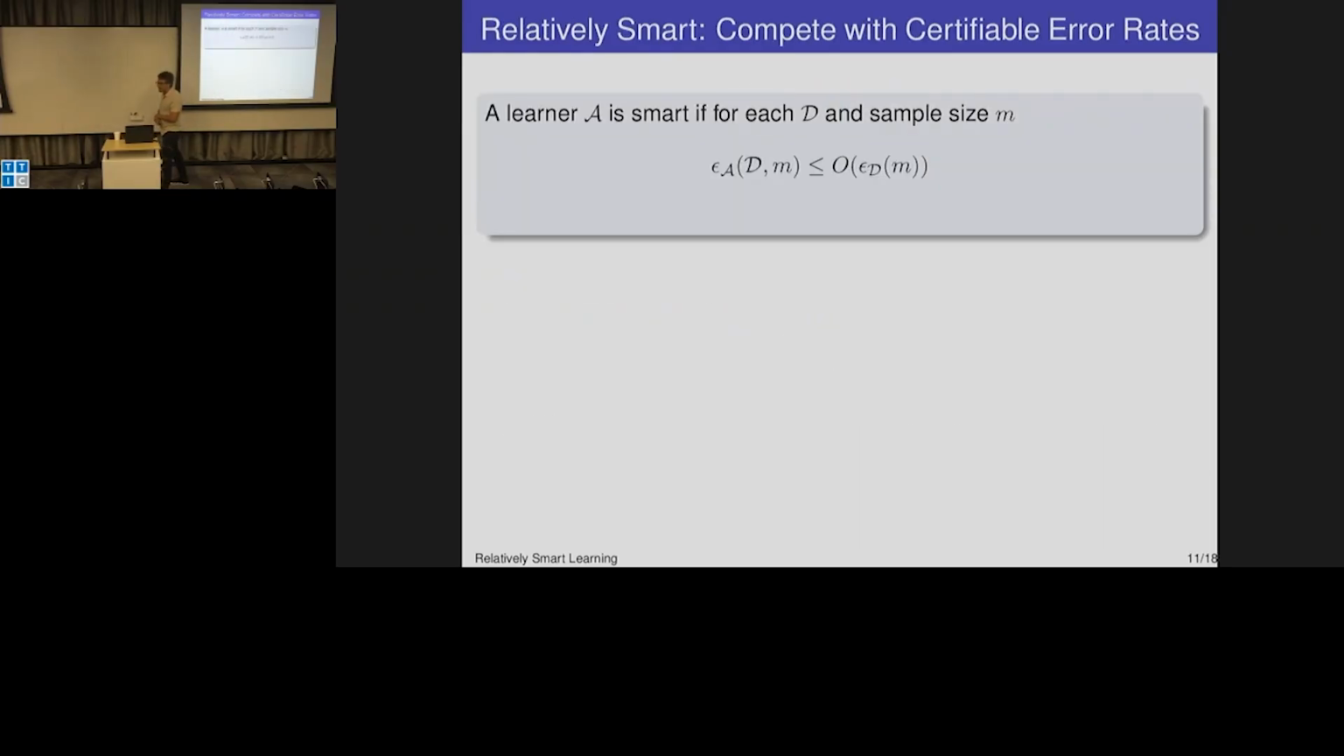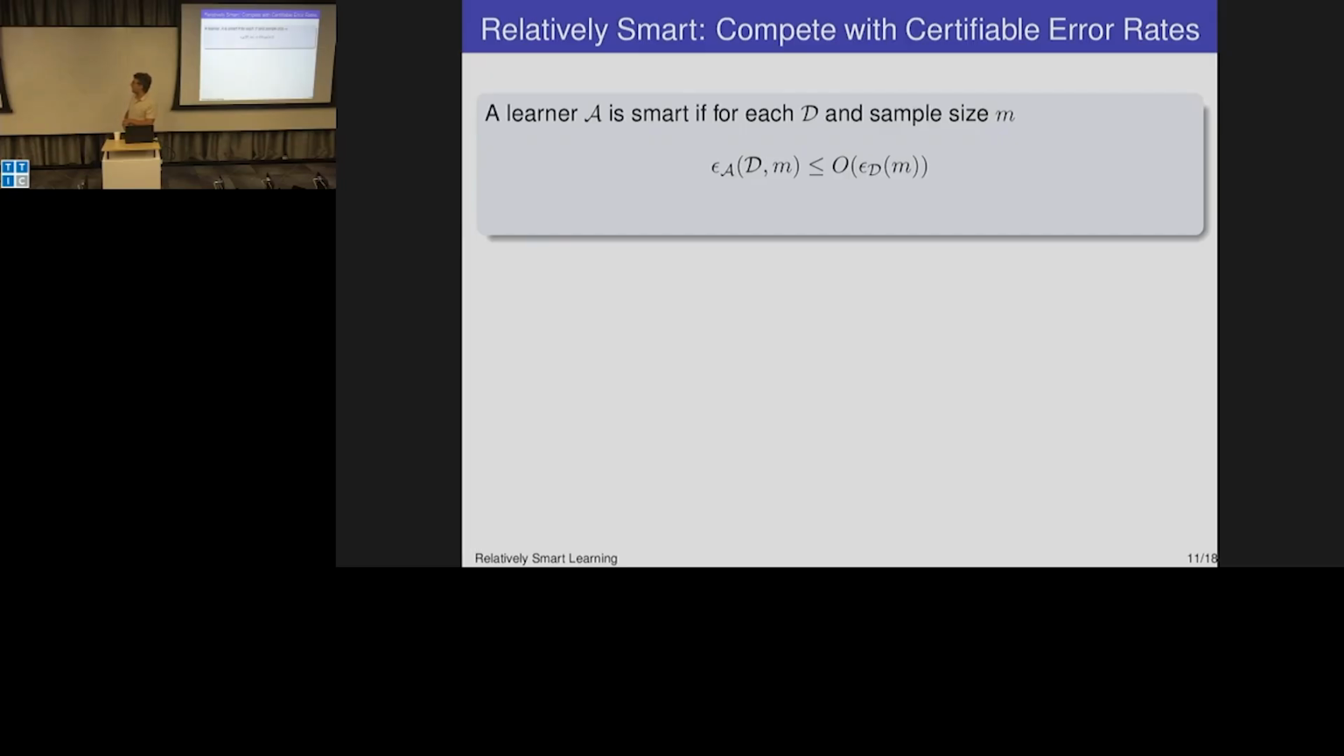So now I can define relatively smart learning. I'm going to try to compete with these certifiable error rates. Let me remind you the definition of smart learning. I showed this before. A learner is smart if its error on every distribution is within a universal constant of the best learner on that distribution.